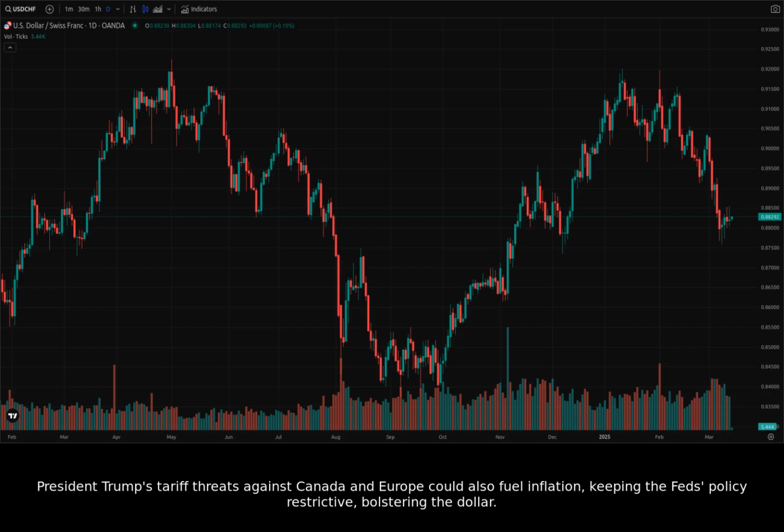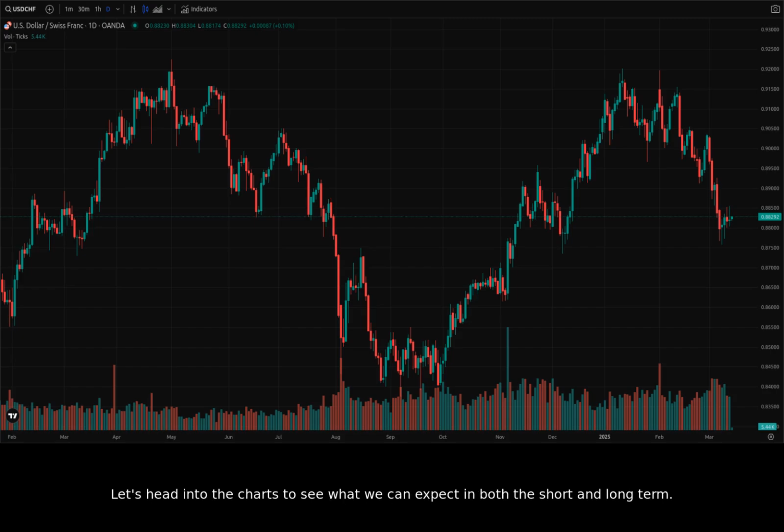President Trump's tariff threats against Canada and Europe could also fuel inflation, keeping the Fed's policy restrictive, bolstering the dollar. Let's head into the charts to see what we can expect in both the short and long term.